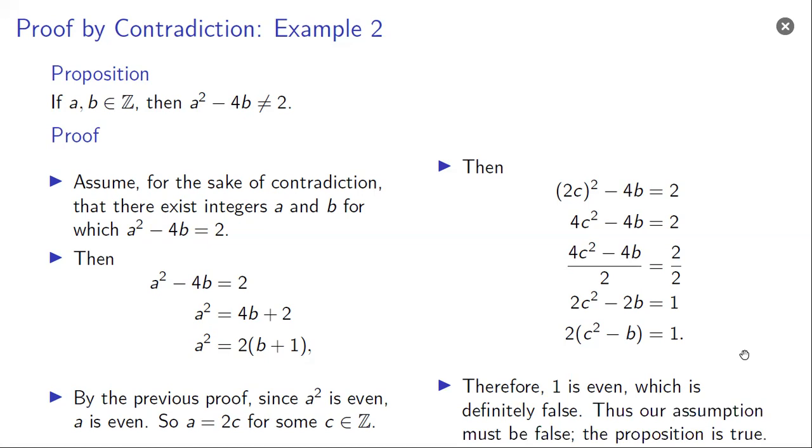Thus, our assumption must be false, because our assumption that there exist a and b for which a squared minus 4b equals 2 directly led to this line here, which says that 1 is even. So our assumption must be false, and therefore the proposition must be true. The assumption was just that the proposition is false. So that assumption leads to this contradiction. So therefore the proposition must be true.